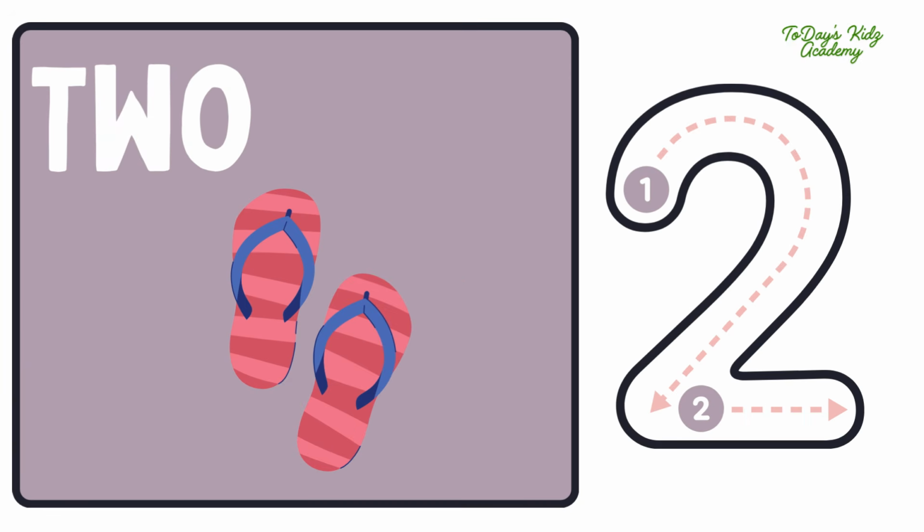Number 2. This is the number 2. Say 2. Let's trace it. Across the top, curve around, slide across the bottom. 2. Now let's count. 1, 2. 2 flip-flops.